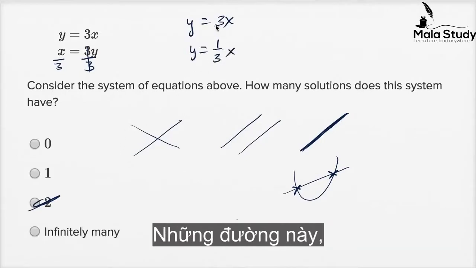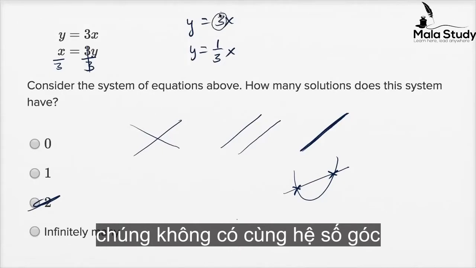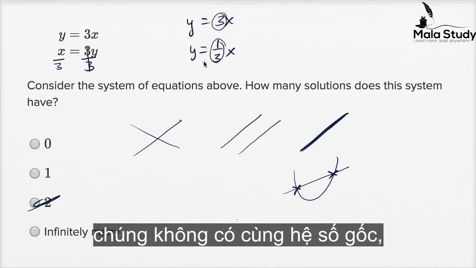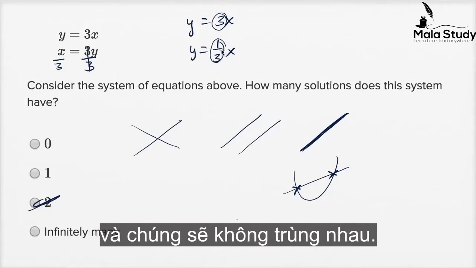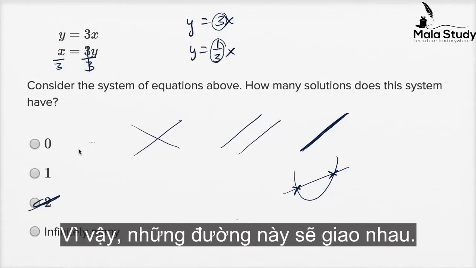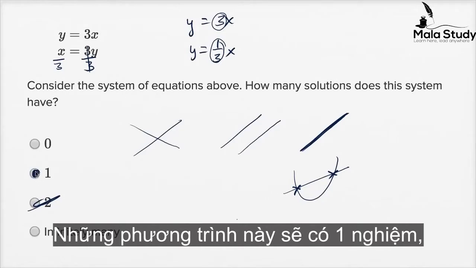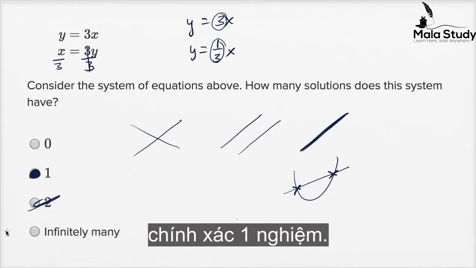And so these lines don't have the same slope. So they're not going to be parallel, and they're not going to be the same line. So these are going to intersect. These are going to have one solution, exactly one solution.